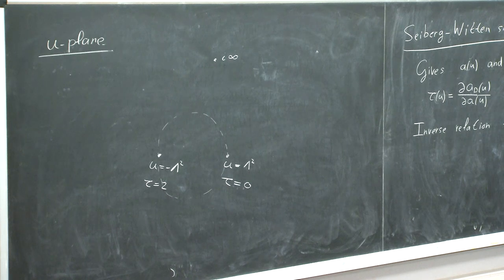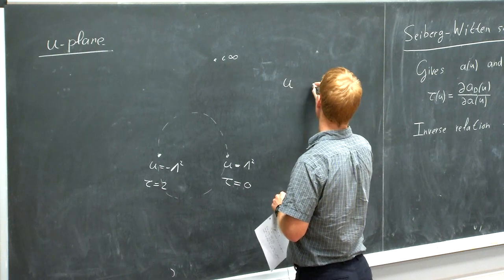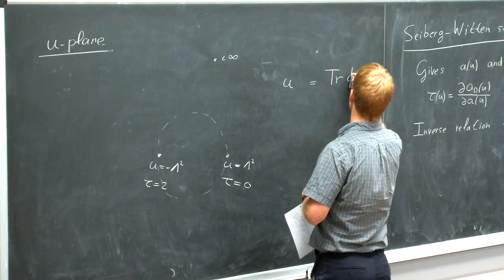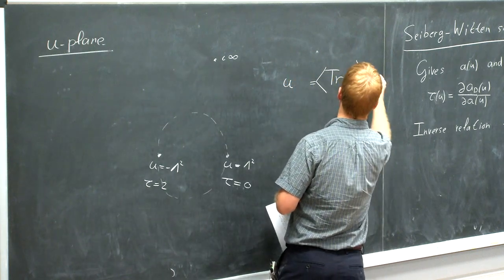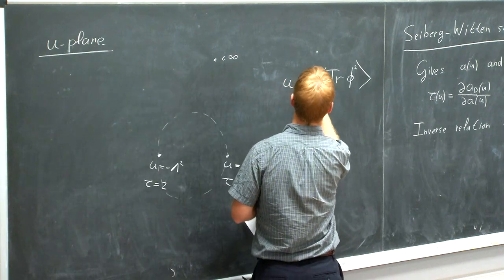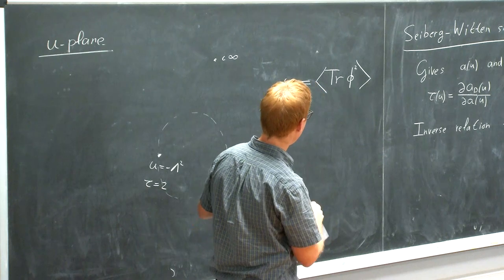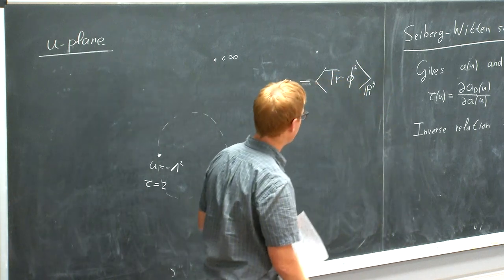Okay. Any questions so far? Okay, so this is the theory in flat space. Maybe one thing I should add before going to topological twisting. So I defined U as a trace of phi squared. If you go to the quantum theory, I should really define this as a correlation function of the quantum theory. And since this was the theory in flat space, this was a correlation function in R^4.